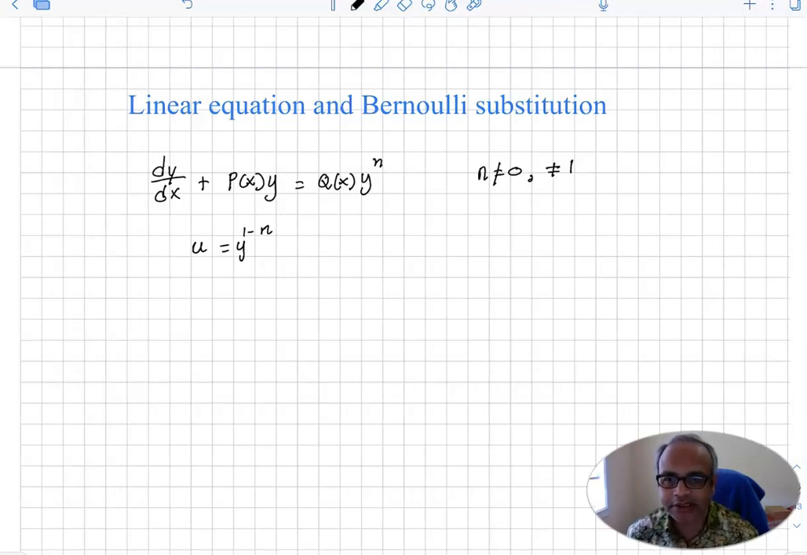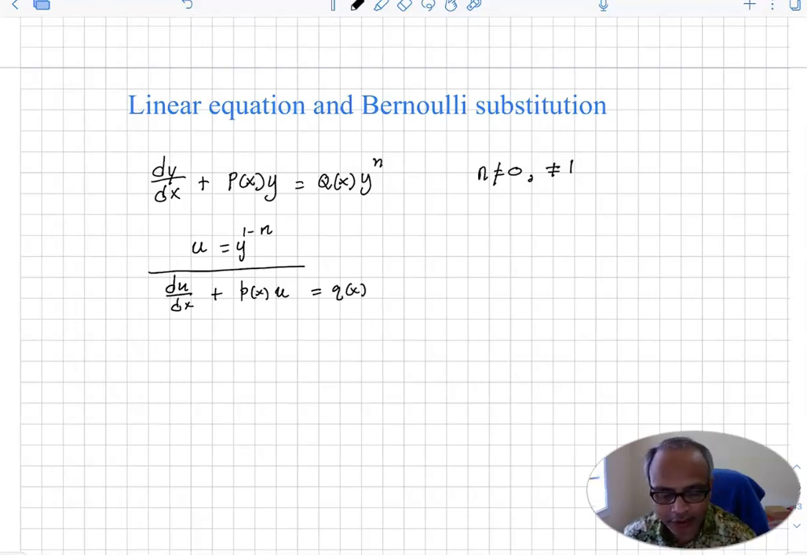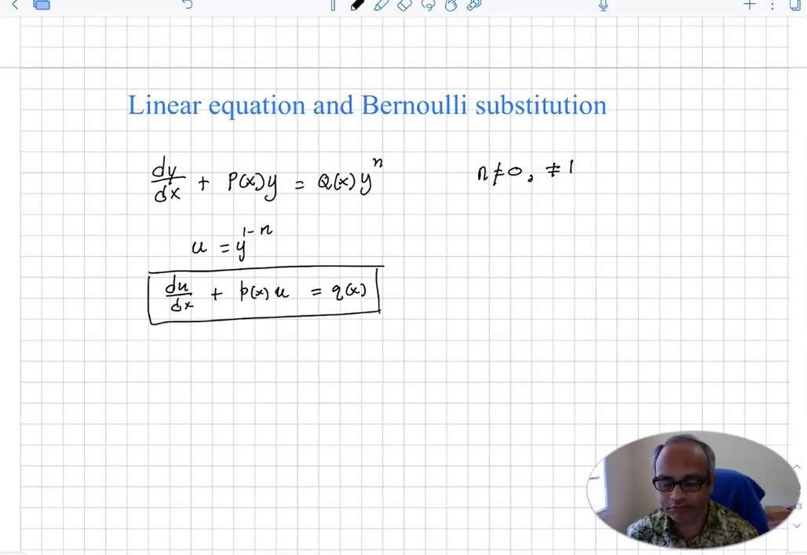Using this u substitution, you get a new differential equation in terms of x. So let's write it in the form. This converted differential equation will be a linear differential equation. If you are lucky, it might be directly a separable equation, but usually it will be a linear differential equation, and you can solve that by looking at the integrating factor.